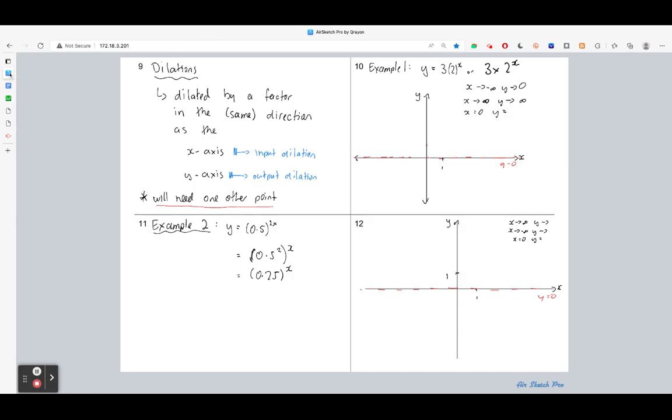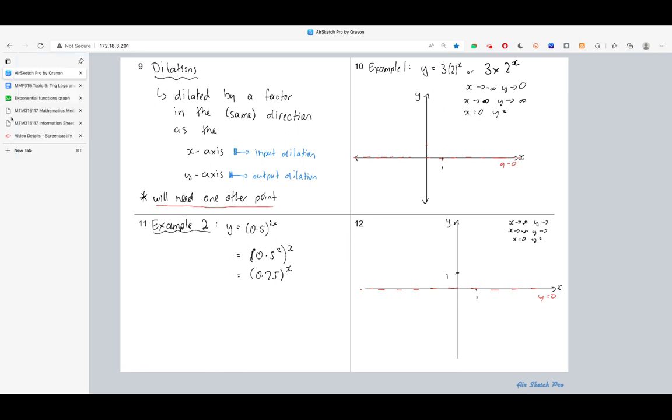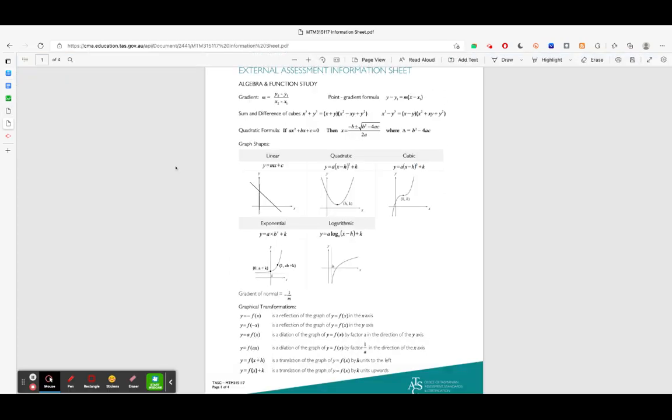So example 1 is y equals 3 times 2 to the power of x. Now, it could be written like this, or it could be written like this, 3 times 2 to the power of x. You'll see in your information booklet that the exponential function is written like that, a times b to the power of x plus k. So just keep that in mind.